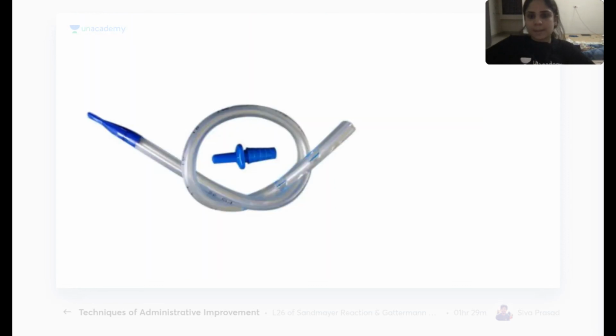Okay, what is this? Any idea what this is? Okay, this one is your intercostal drain. This one is the intercostal drain.